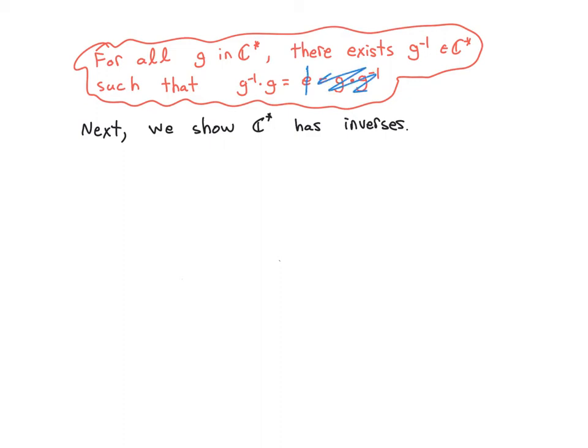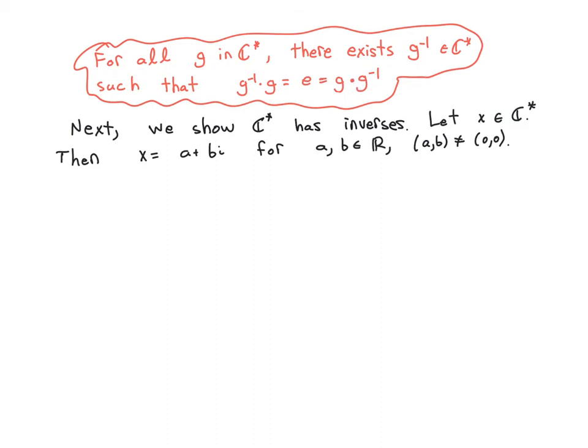And so the order of quantifiers matters. You're going to let g be an arbitrary non-zero complex number, and then given that one, you're going to tell me what g inverse is, and then prove it has the right property. So take x to be an arbitrary non-zero complex number. Then x is equal to a plus bi, where a and b are real. It turns out to be important for our formula to note that (a, b) is not (0, 0). In other words, that this is a non-zero complex number.